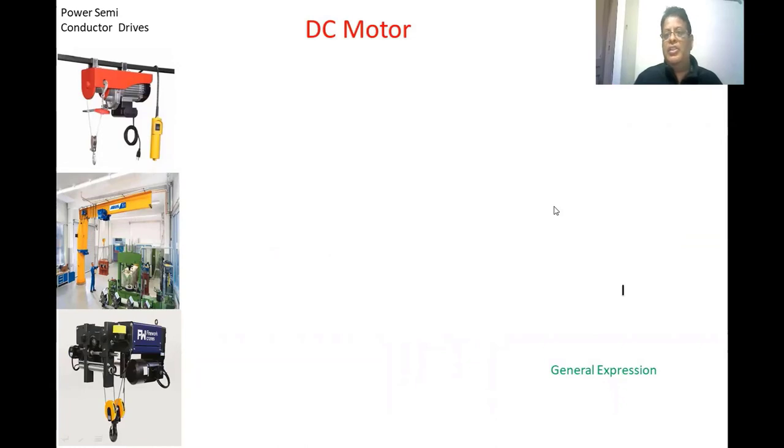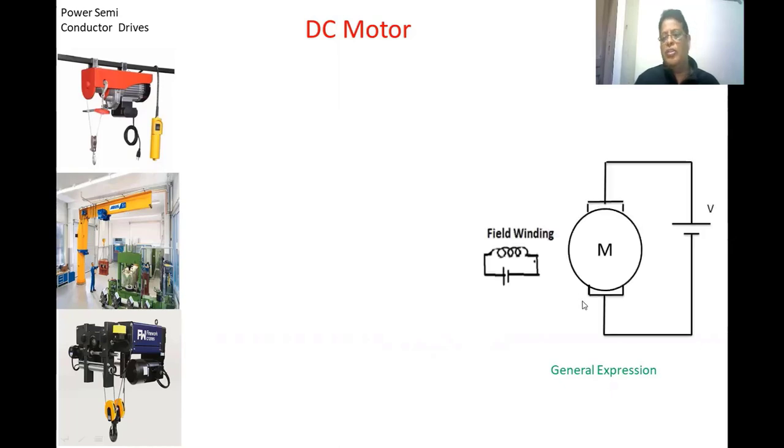DC motor is the electrical machine which converts the DC electrical input to the mechanical output. So this is the circuit diagram for the DC motor. This is the field winding. This is the armature winding. To the armature winding, we are applying the DC voltage.